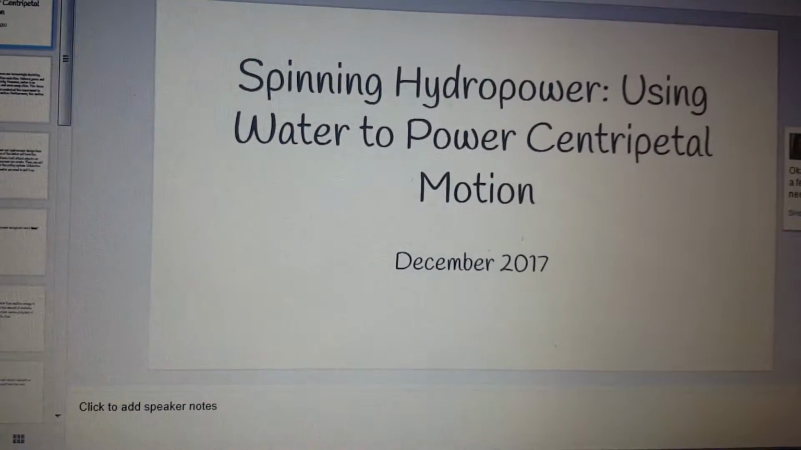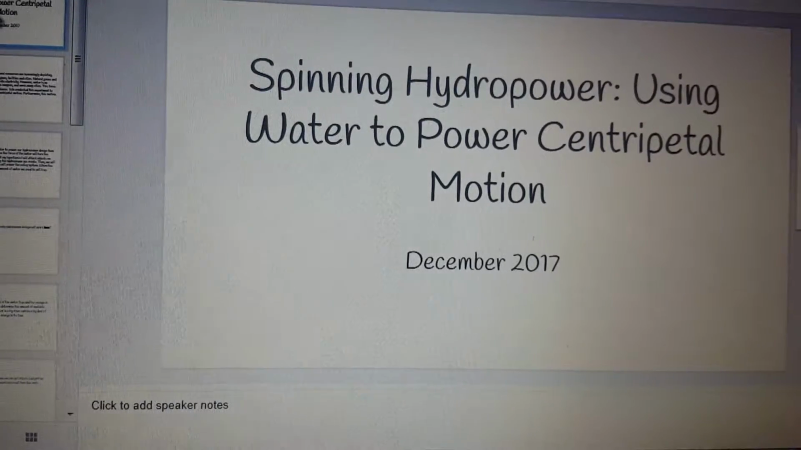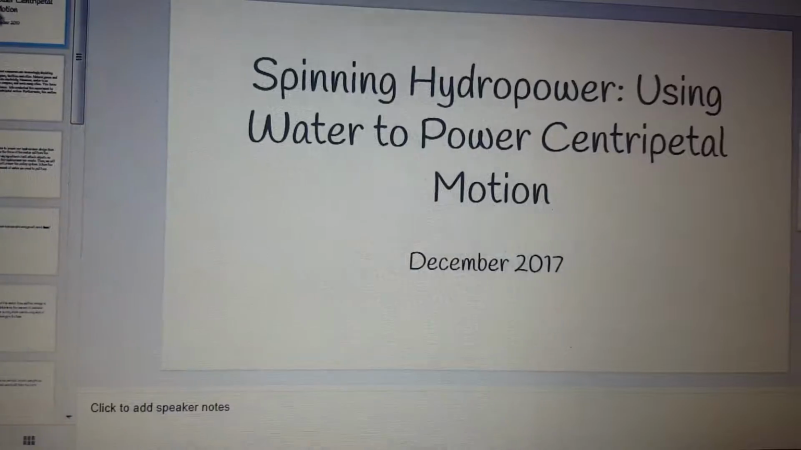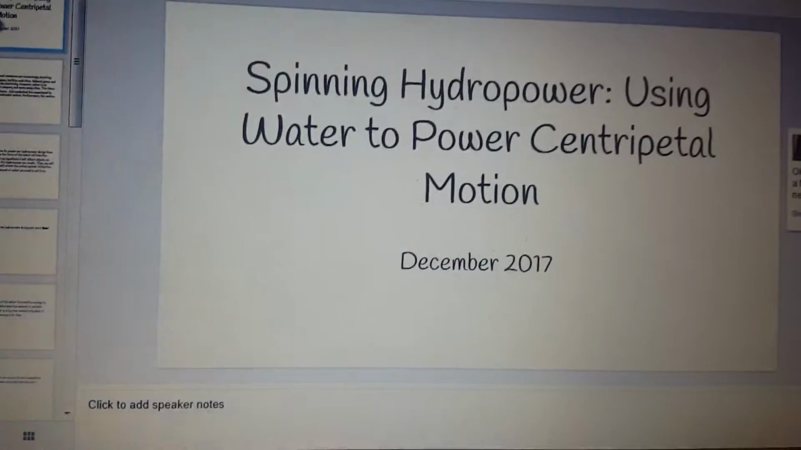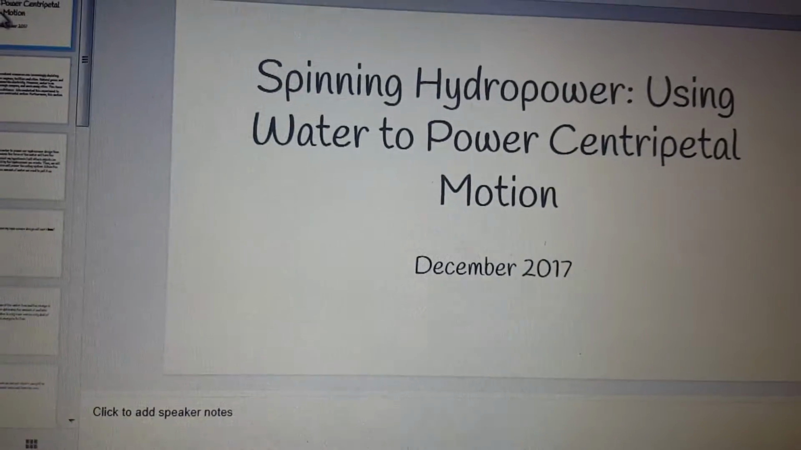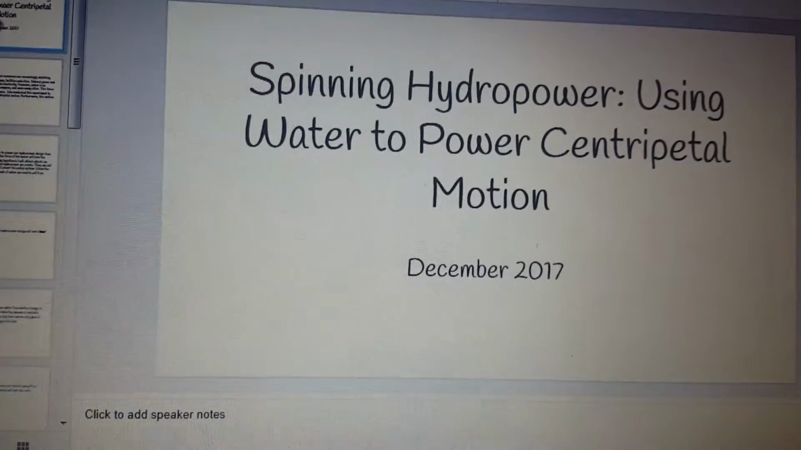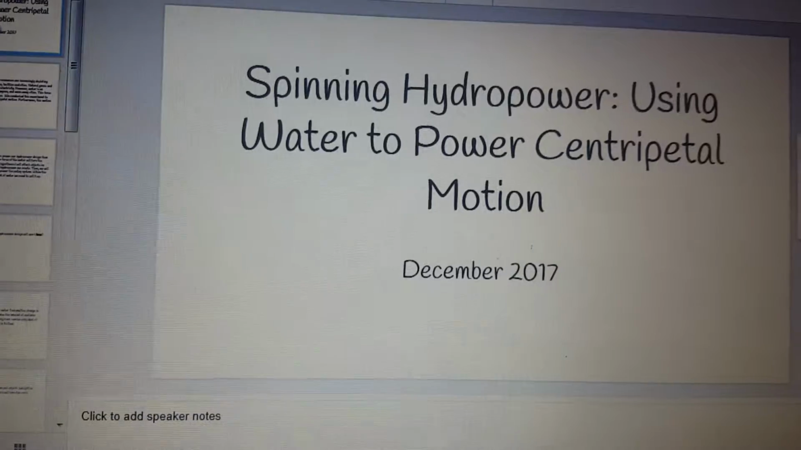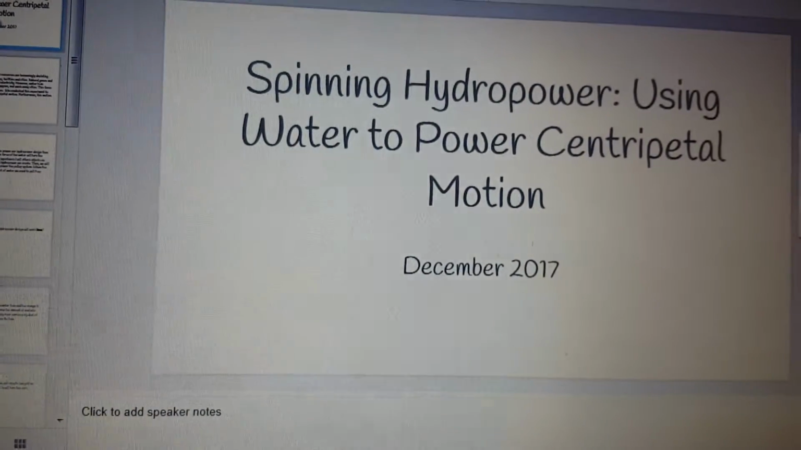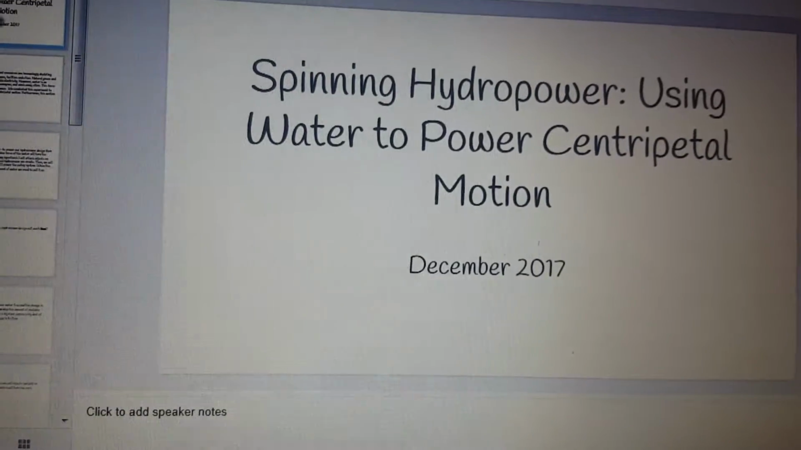But in the meantime, I'm going to give you a quick lesson on a few things you need to know about how you're going to tie in your project all together. First of all, the name of your project is Spinning Hydropower. But remember, when you're in a science fair or doing a science project, you have to actually explain in some detail what it is exactly you're doing or talking about, or what forces are in play exactly.